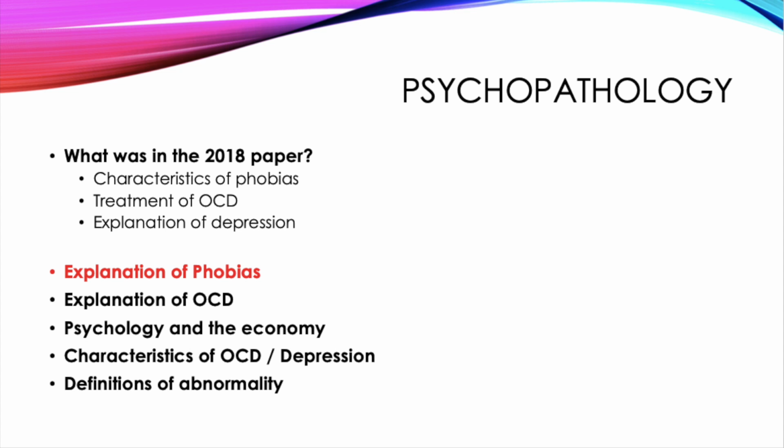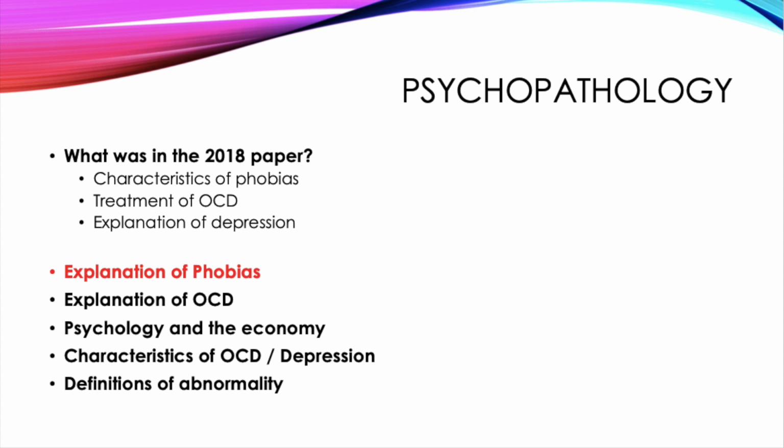You've also got your characteristics of OCD and depression. So last year it was of phobias, so this year it could easily be of one of the other two. So this is just your emotional, behavioural and cognitive characteristics. And then finally you've got your different definitions of abnormality.